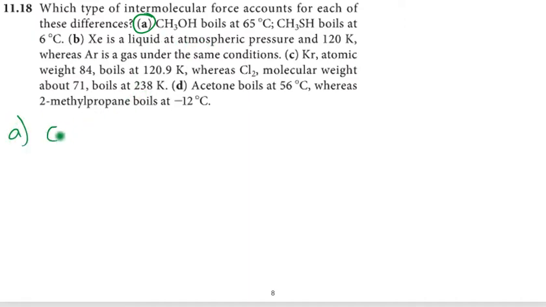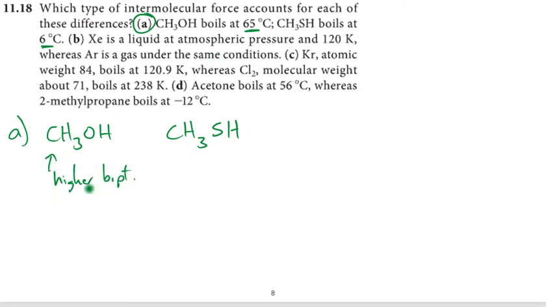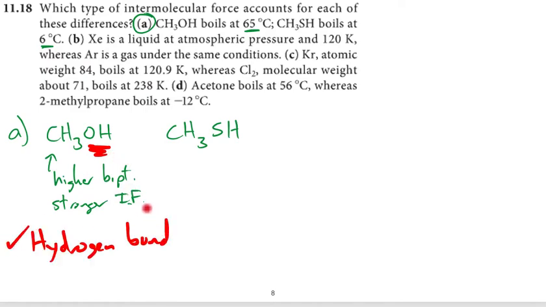We're looking at something called methanol, and this other one is methane thiol. Names aren't important here. What I notice is that the methanol has a much higher boiling point than this thiol compound. Higher boiling point means that it has stronger intermolecular forces. The one that's jumping out at me here is the OH group on the molecule. That means it's a hydrogen bond that's causing this greater intermolecular force and the higher boiling point. It's the answer to this question.